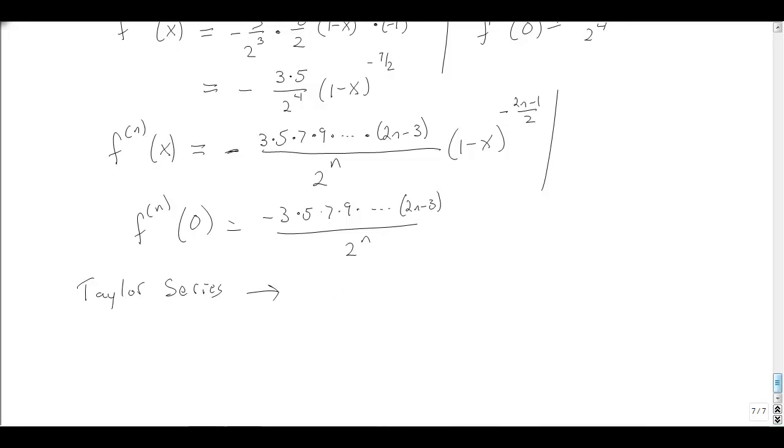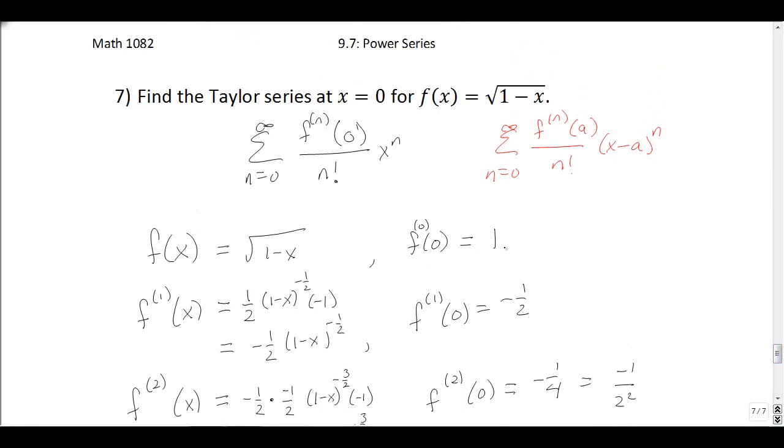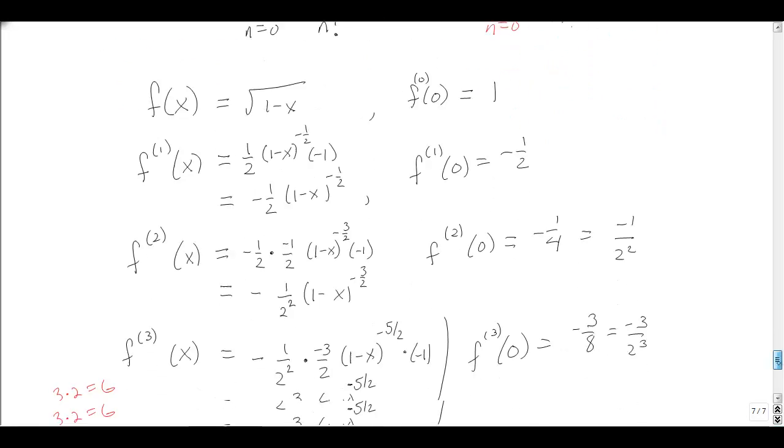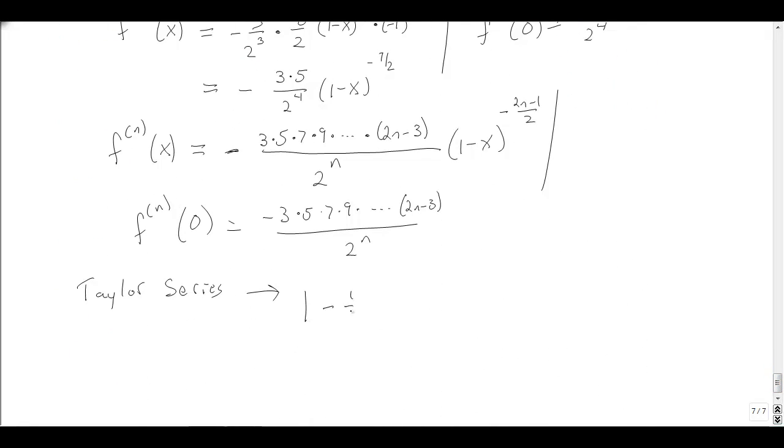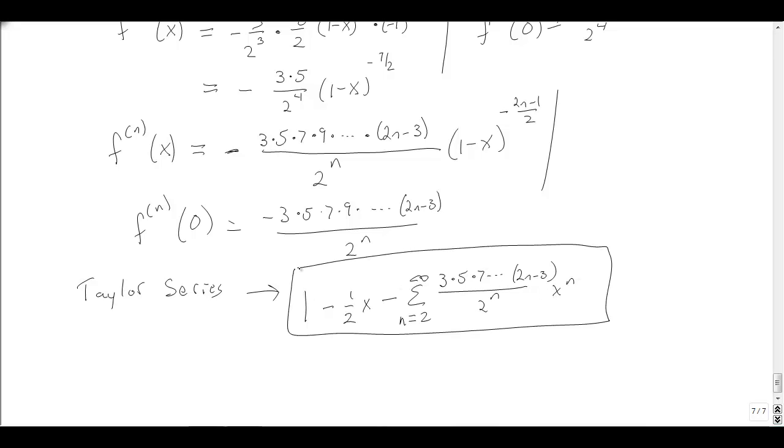So when you do n equals 0 here, we have a 1. So the first term is 1. 0 factorial is 1. X to the n is 1. So you get a 1. 1 factorial is 1. So you get a 1 minus 1 half over 1, which is still 1, minus 1 half x. So you'll get a 1 minus 1 half x, and then plus summation n equals 2 to infinity. You get a negative 3. So that negative inside, I'd probably write as a minus outside. 3 times 5 times 7 times 2n minus 3 over 2 to the n times x to the n. So this would be an okay answer here for our Taylor series.